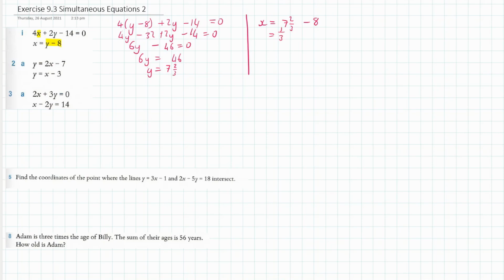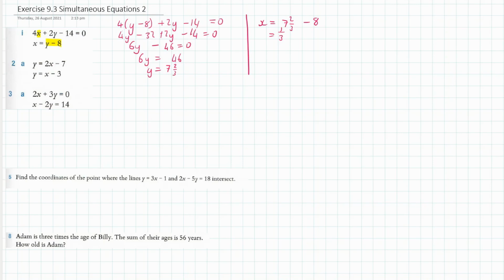And presumably if we pop that into the top equation, it should be equal to 0. Now let me just do that and make sure it is. Yeah, it is. Okay, so that's perfect.